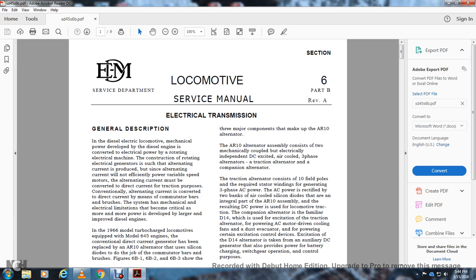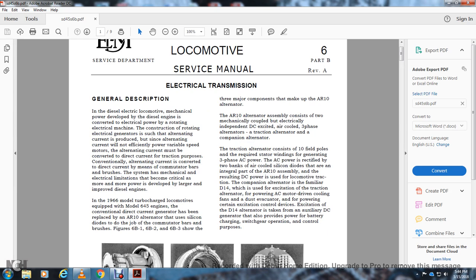This system has electrical limitations that become critical as more and more power is developed and as the diesel engine is larger and improved. In 1966, the model turbo locomotive equipped with the model 645 engine had the conventional direct current generator replaced with the AR10 alternator, which uses silicon diodes to do the job of the commutator bar with the brushes.